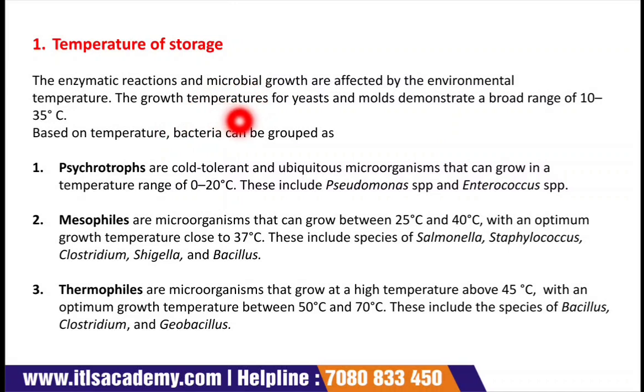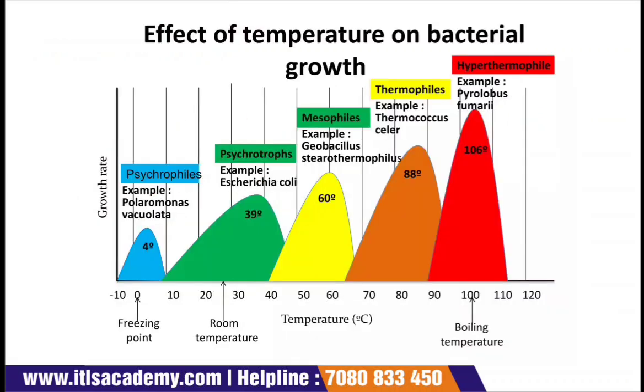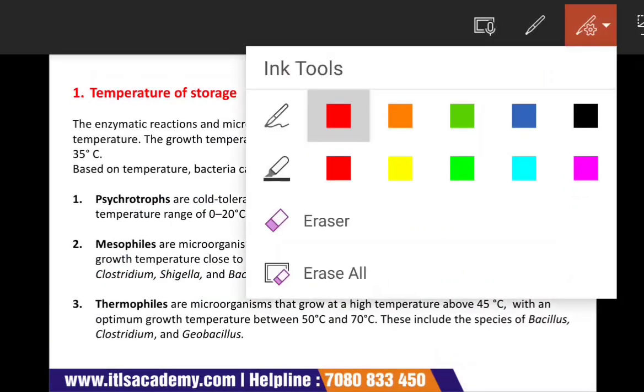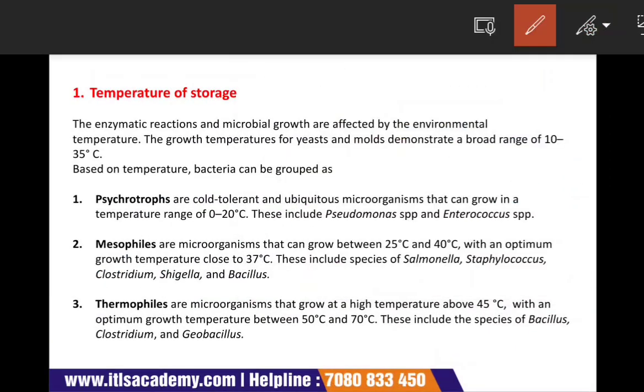Okay, so the growth temperature for yeast and mold demonstrates a broad range of 10 to 35 degrees centigrade. Based on the temperature, if we take the example of bacteria, it is divided into three categories. The first one is psychrophiles, the second is mesophiles, and the third one is thermophiles.